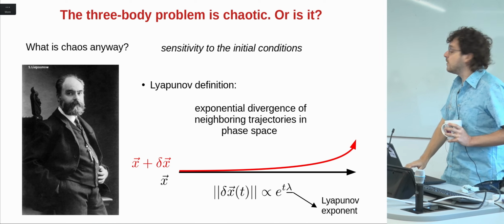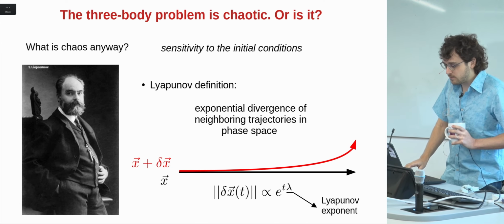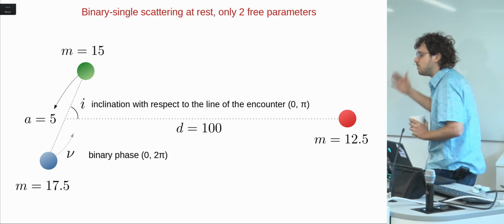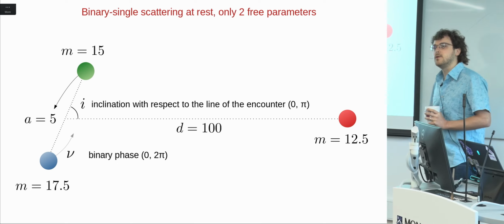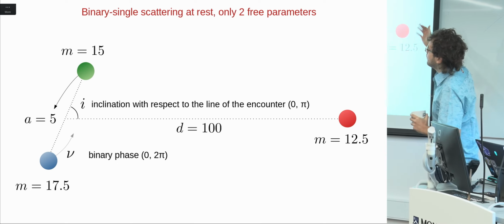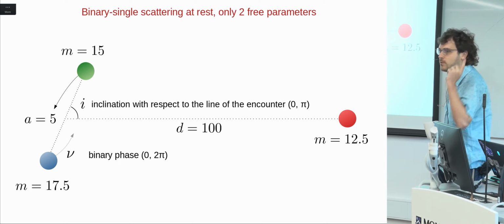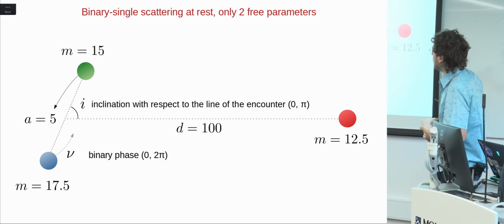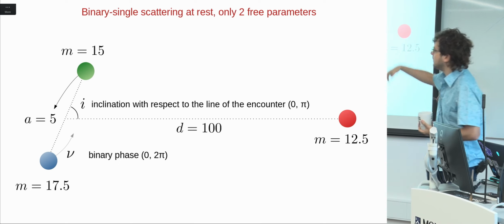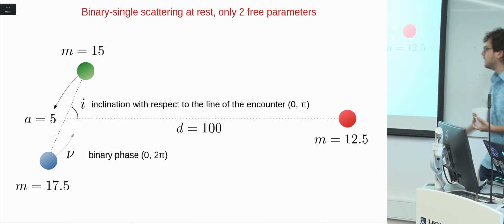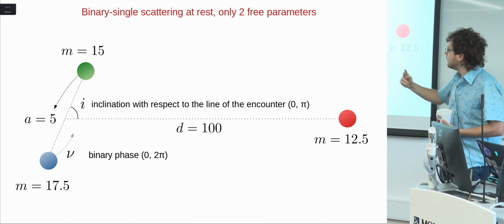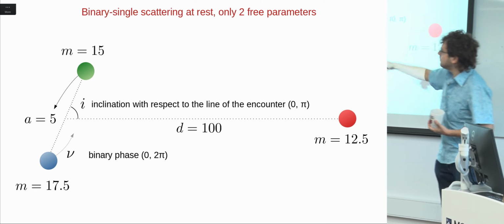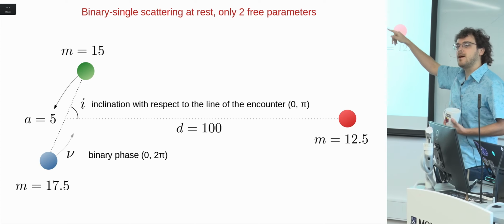To see that the three-body problem is chaotic, it's possible to do a very simple experiment without going into details, without measuring the Lyapunov timescale or the Lyapunov exponent. We can do a simple three-body experiment, just like the one I showed you in the video earlier. We take a binary with a certain major axis. We take a single. The center of mass is at rest, also the single is at rest, separated. And we have only two free parameters in this configuration. One is the binary phase, and the other one is the inclination of this binary with respect to the line of the encounter.